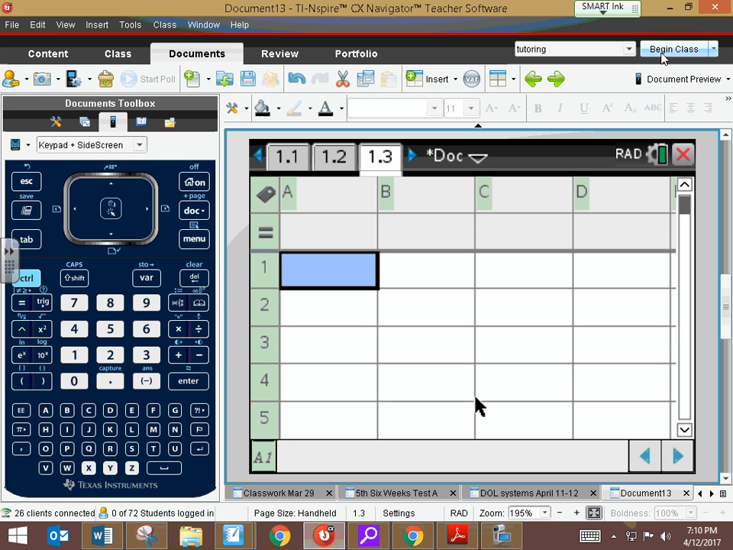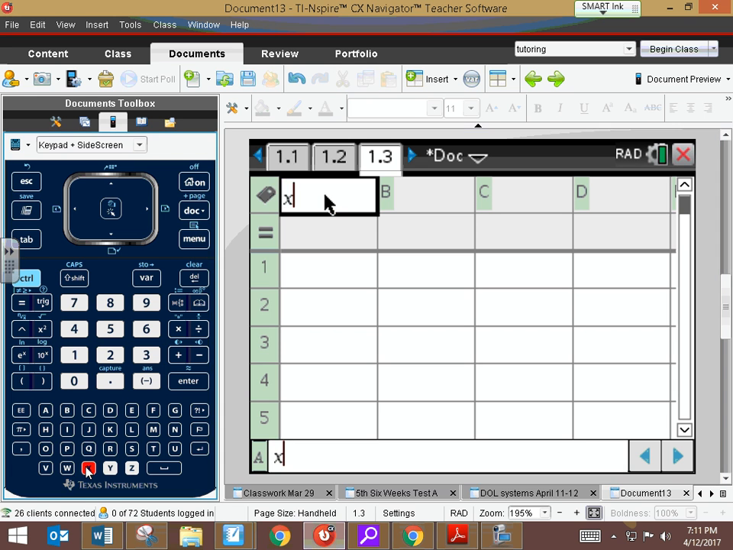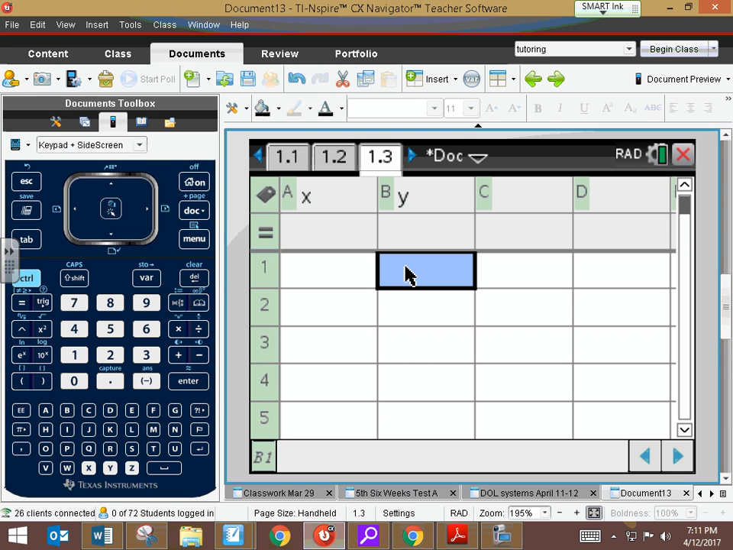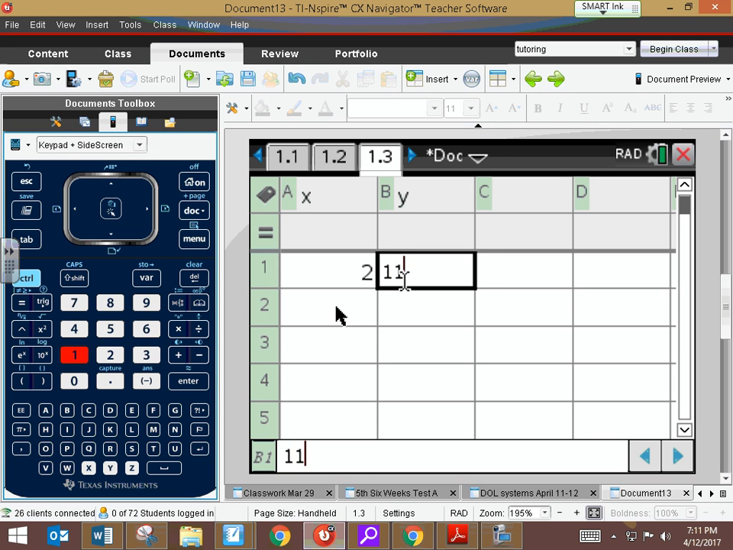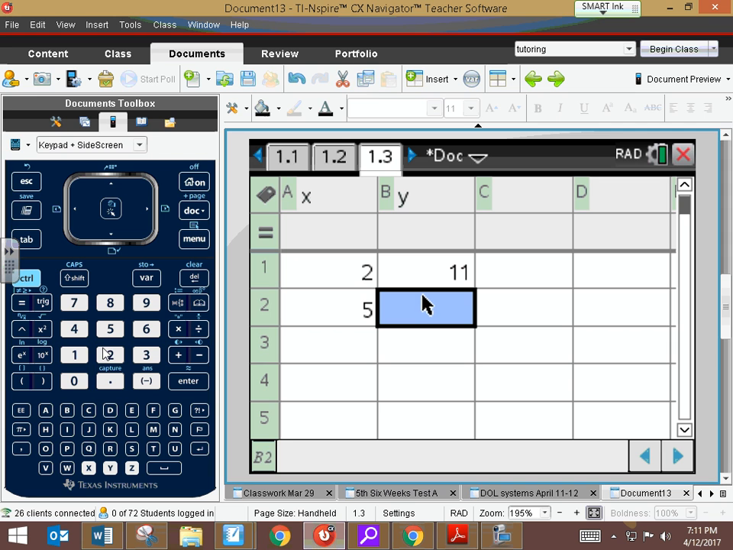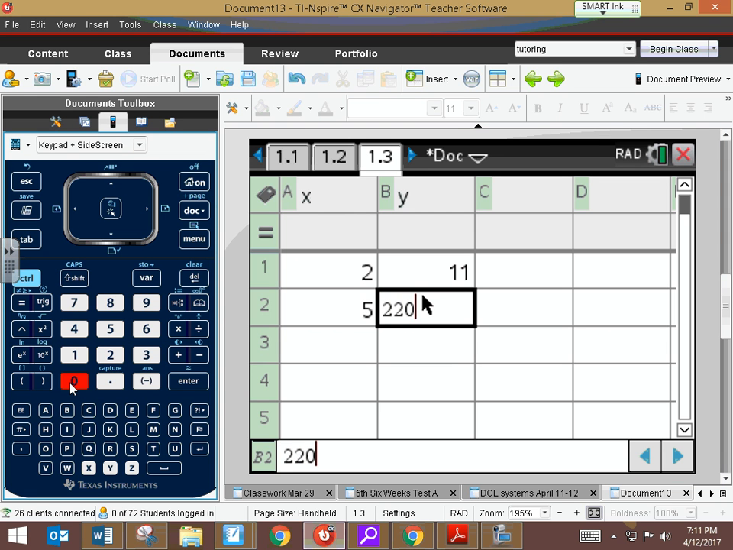Okay, let's find this. I could have made this X and this Y, and we could put in just those 2 points if we wanted to: 2, 11, was it 11? And I could have put in the 5 and a 20. Okay, we could have done that.